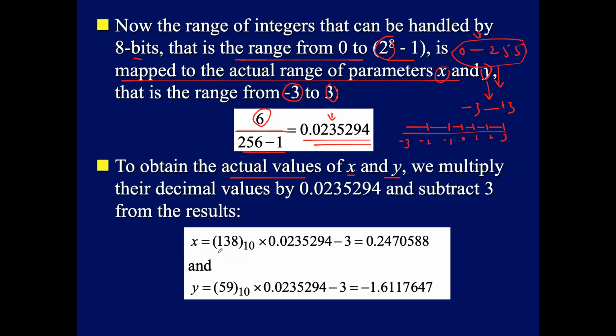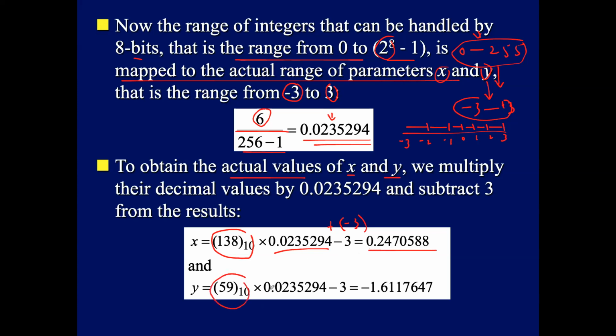So we are saying that we multiply, first of all, 138 times that unit of transformation, and then we add it to the starting point of this second range here. Okay, we add it to -3 to get where it will lie on this range. So we see that it will lie at 0.247.